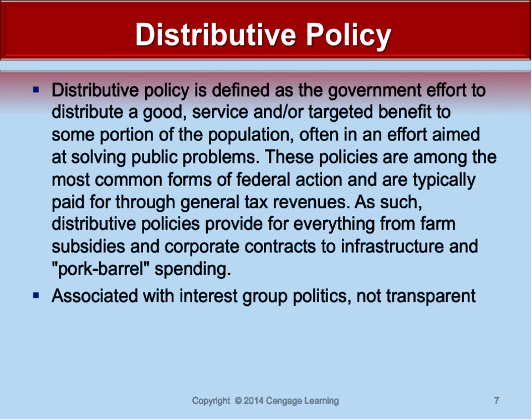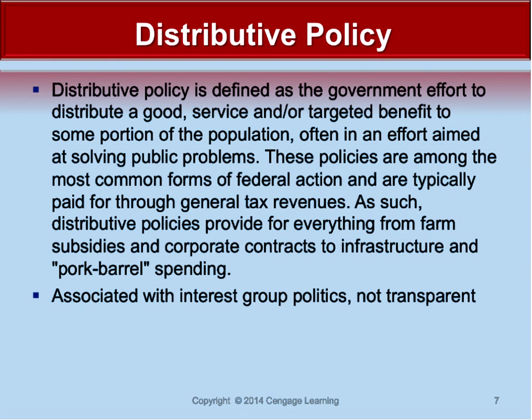Distributive policy tends to be associated with interest group politics and tends to be less transparent than other forms of the policy process. This kind of policy making is related directly to the discussion we had much earlier in the course about interest groups and the work of E.E. Schattschneider that we spent some time on. So distributive policy can be defined as a government effort to distribute a good, a service, or targeted benefit to some portion of the population or some entity in the country, often in an effort aimed at solving public problems.